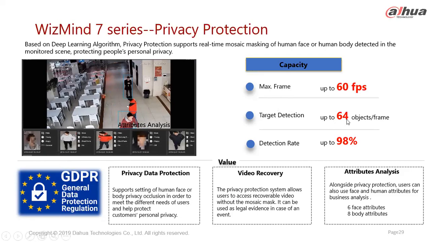For target detection, you have 64 objects per frame. Like you remember we talked about what frames are in a video. In each of the frames you can do 64. So 64 is a very large number. In this picture, you can do 64 items of analysis. The frame output is 60 FPS.